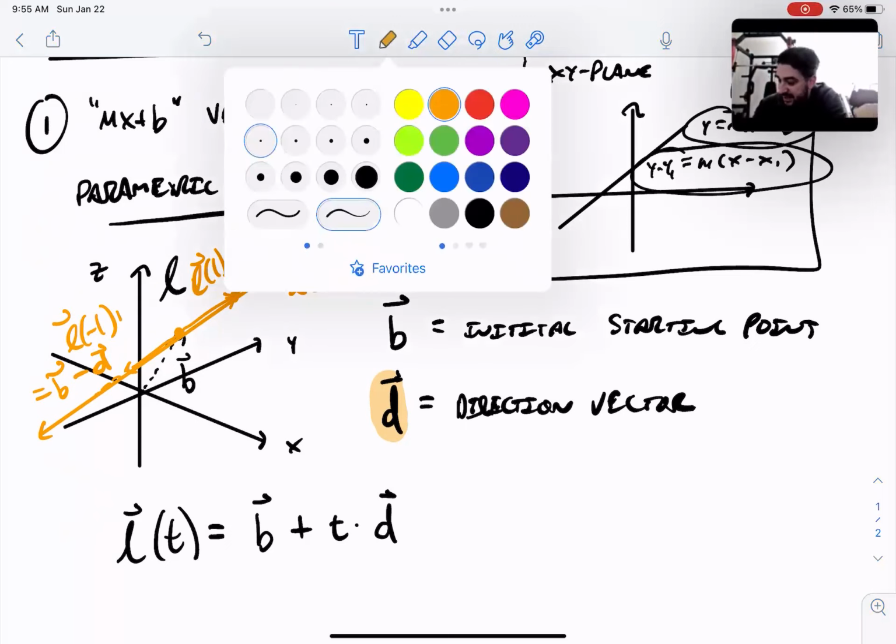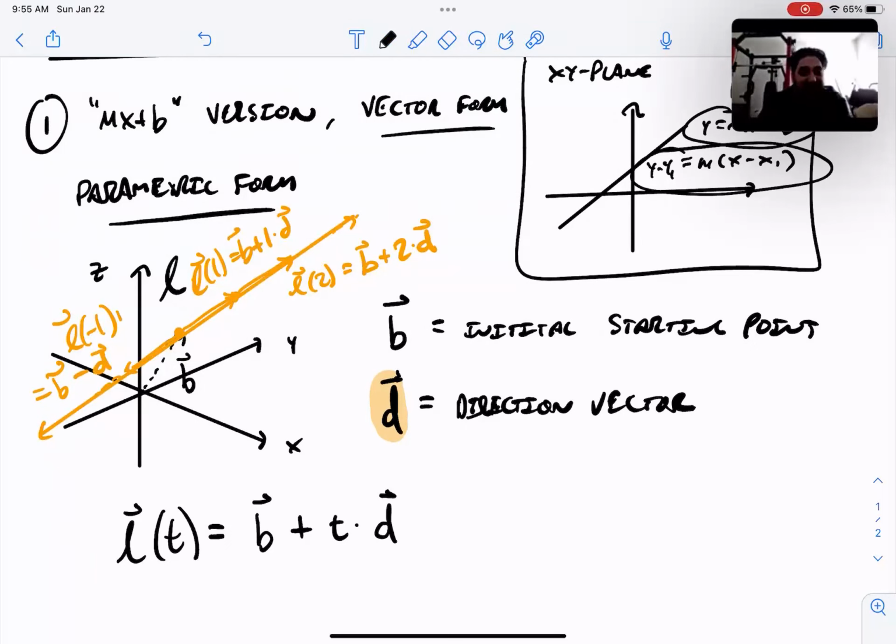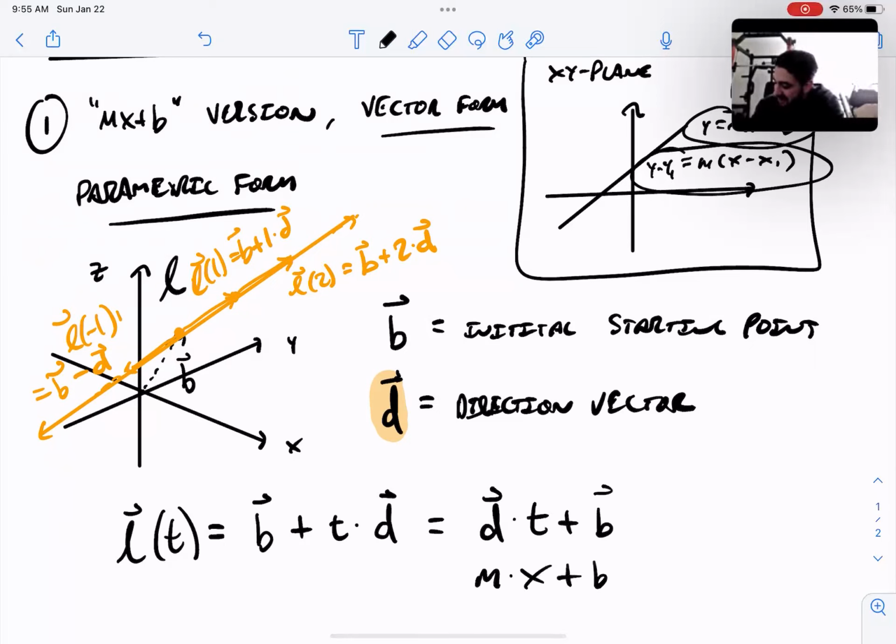So that's essentially the mx plus b form of a line. If you rewrite it slightly, rearrange it to look like this, now it looks just like mx plus b. This tells you where to start, and this tells you what the direction is. Typically, with vector notation, you don't write vector d times the scalar t.